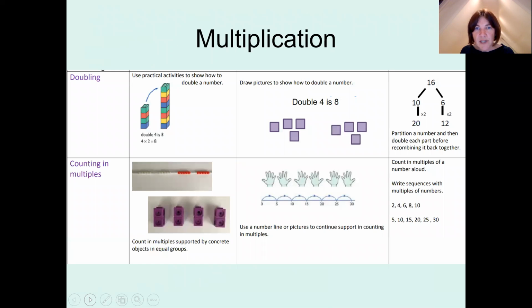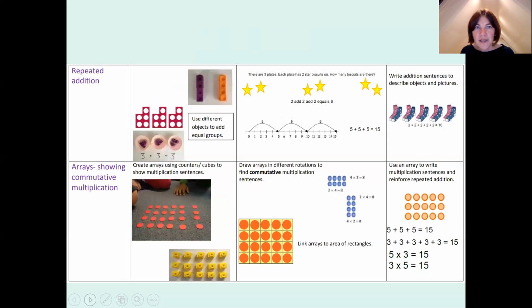So multiplication, the first stage of multiplying is doubling. So looking at doubling numbers. Then we talk about counting in multiples, so counting in 2s, counting in 5s, counting in 10s. And then we look at it as repeated addition, and then we look at arrays. So we'll look at all of these in a little bit more detail.